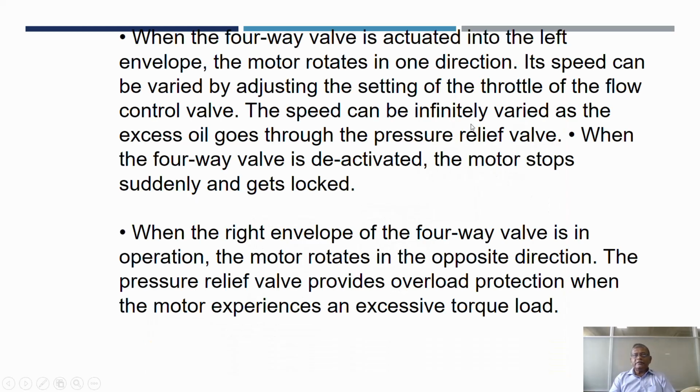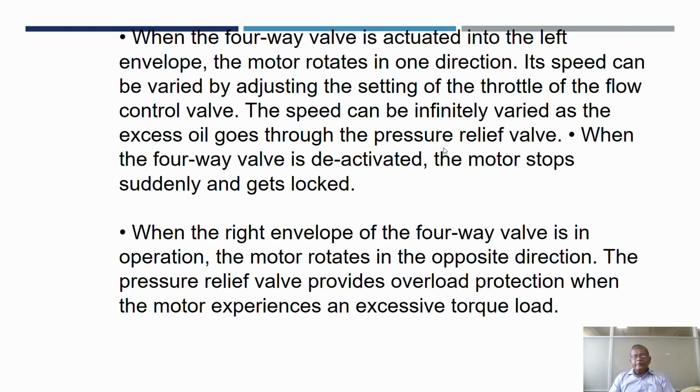When the four-way valve is actuated to the left envelope, the motor rotates in one direction. Its speed can be varied by adjusting the setting of the throttle of the flow control valve. Speed can be infinitely varied as the excess oil goes through the pressure relief valve. When the four-way valve is deactivated, the motor stops suddenly and gets locked.